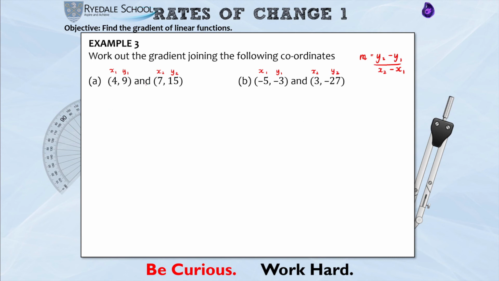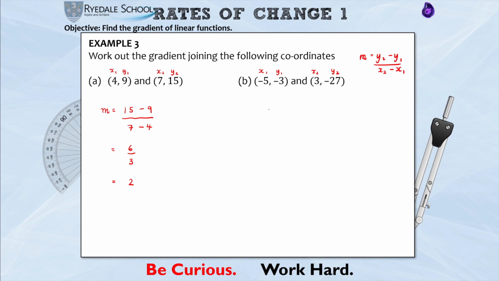So let's do the gradient of this one. It is y2 minus y1. So showing my working out, it is 15 minus 9 divided by x2, 7 minus 4. 15 take away 9 being 6, 7 take away 4 being 3, and 6 divided by 3 means the gradient of that line would be 2.